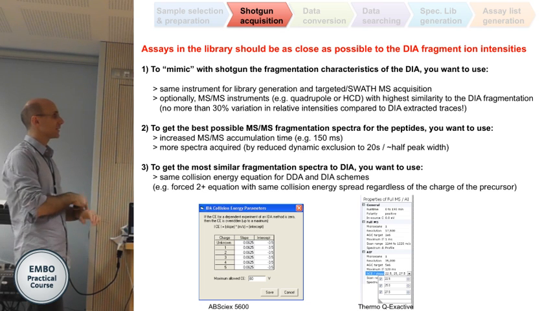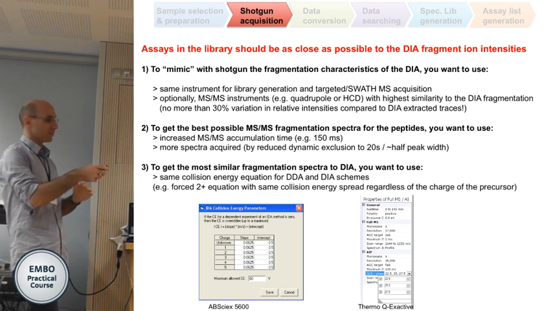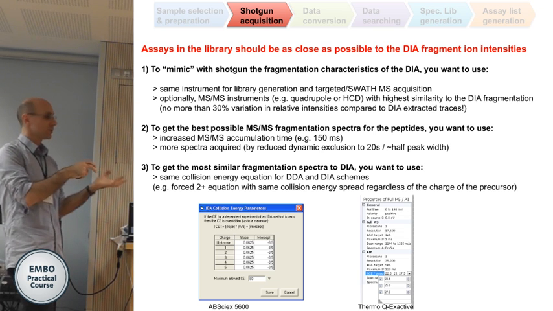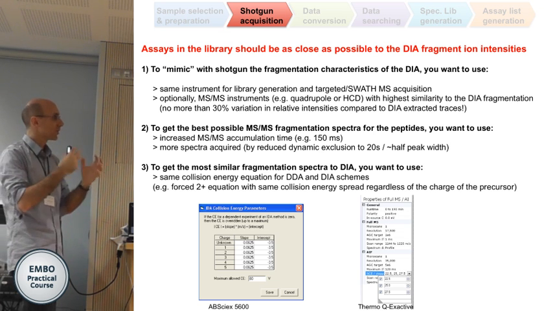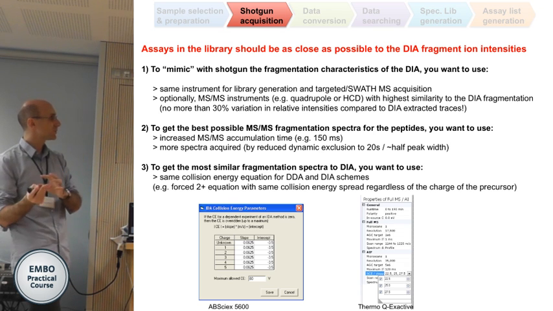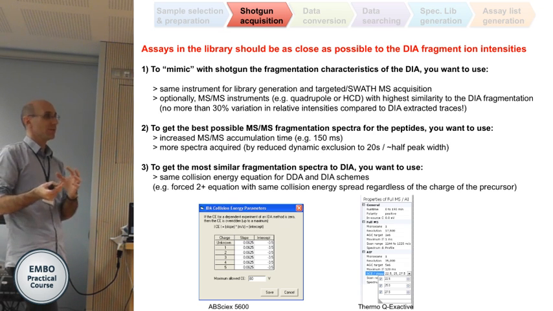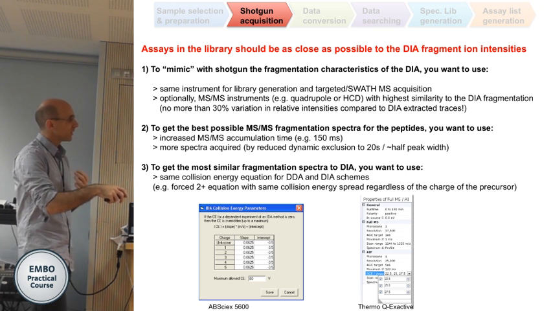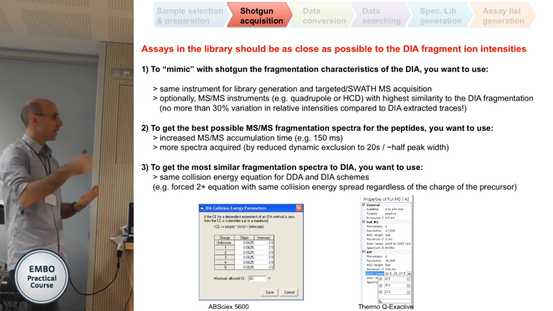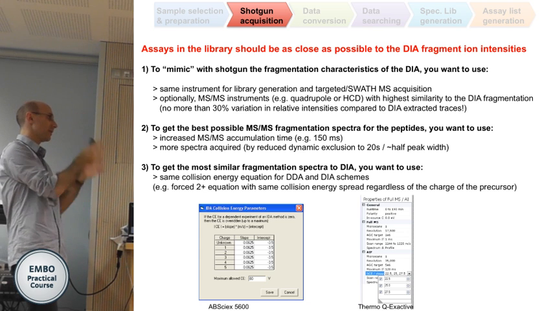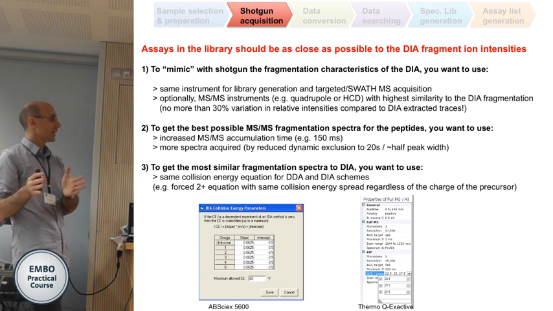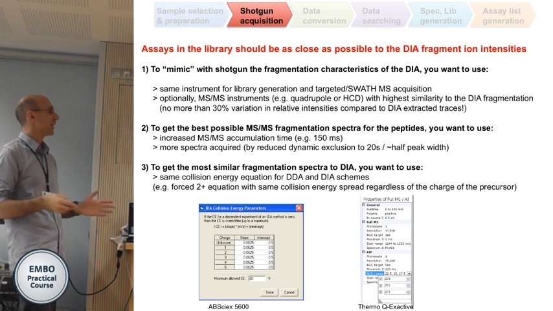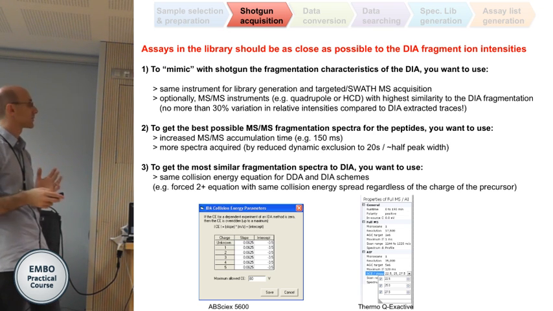So this directly influences the fragmentation patterns that you get in shotgun, and this allows you to get basically the closest possible fragmentation patterns to your targeted proteomic experiments. You can do this on the TripleTOF, you can do this on the Q Exactive, and you have to edit these collision parameters, ramping, etc., to be the same in shotgun and the same in your DIA acquisition modes. And therefore, you will get basically the most similar fragmentation patterns between both modes.